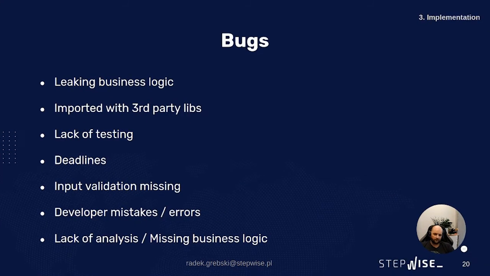Okay, so what is the source of bugs? Well, there are different sources. For example, it can be leaking business logic. Bugs can be imported with third-party libs. It can be because lack of testing, which can be related to deadlines. We can be missing input validation, and of course things like developer mistakes and lack of analysis.